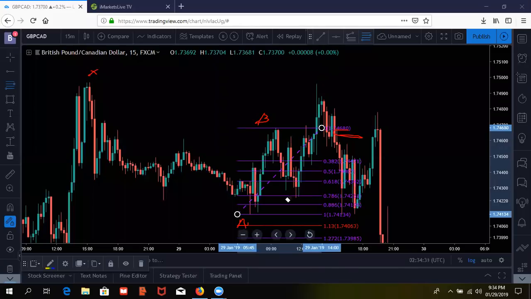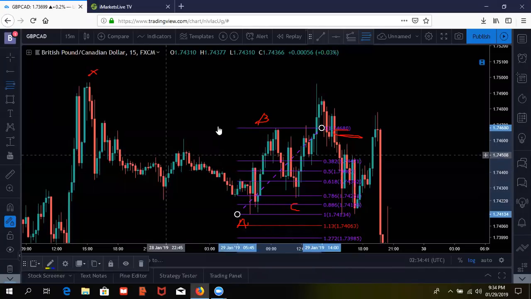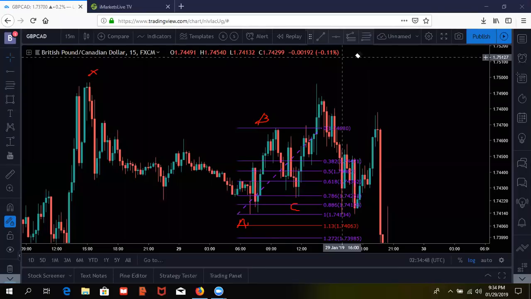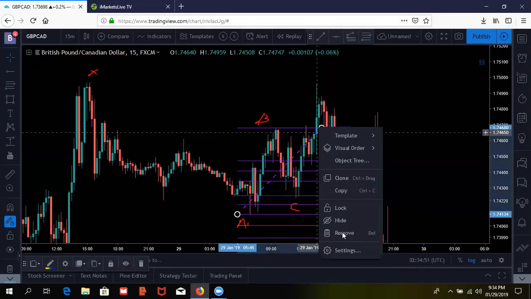And it helps me eliminate myself from the exposure to the market and not just jumping on any type of harmonic pattern that people see. So now I have XABC identified.